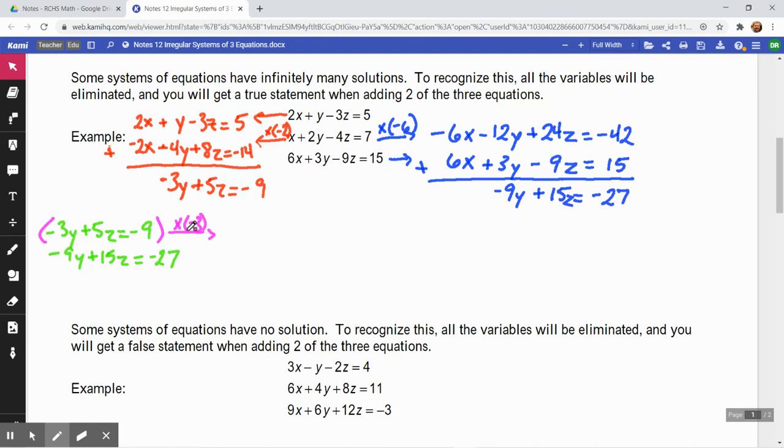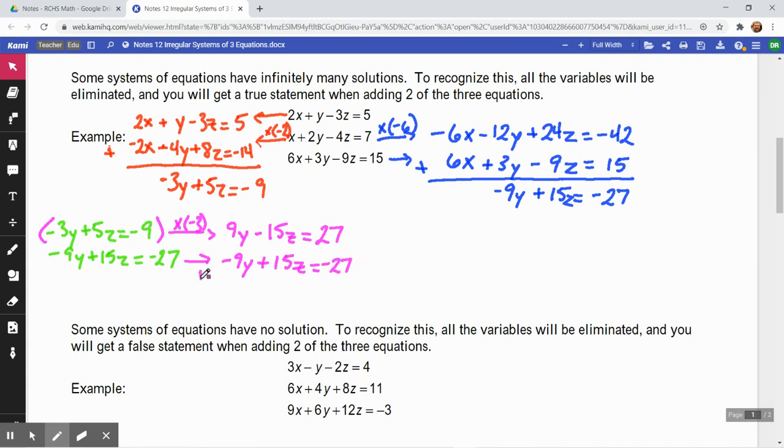And what would we get if we had that? We'd have positive 9y, which is good. That'll cancel with the other y. So we have positive 9y now. Negative 3 times the 5z is negative 15z. Negative 9 times negative 3 is positive 27. We don't need to do anything to the second equation because it already had a negative 9y to cancel. And you might notice now we have a plus 15z and negative 27.